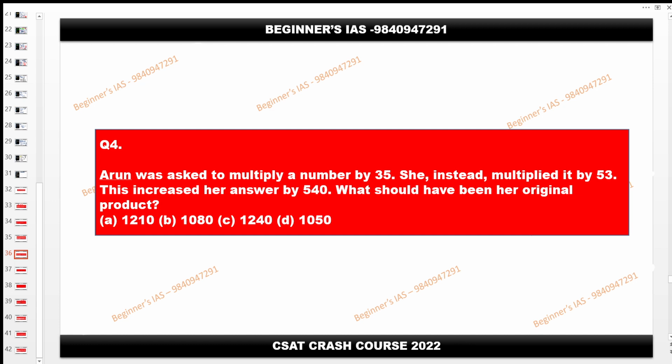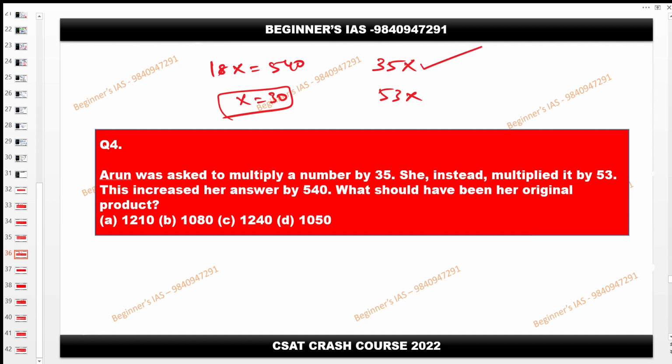1050. Any other answer? 1050, sir. 18x is equal to 540. X is equal to 30. Yes, 30. So 30 into 55, then 53x.